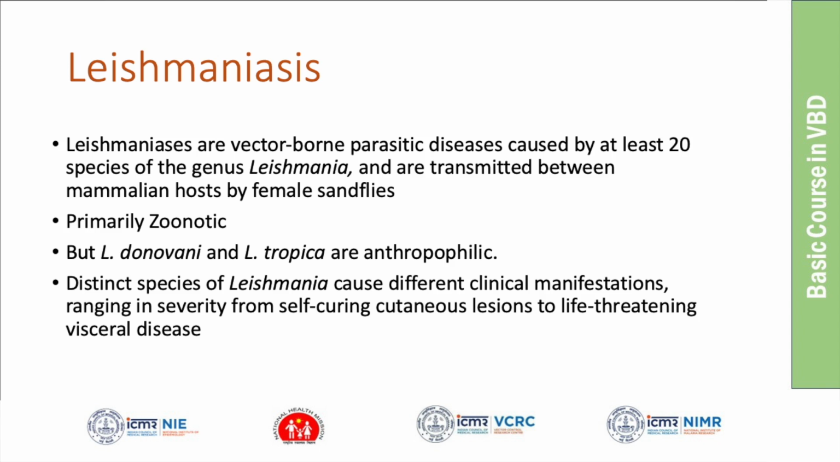Distinct species of Leishmania cause different clinical manifestations. The manifestations range from very severe, life-threatening visceral disease to self-curing cutaneous lesions. So sometimes the parasite may cause a very mild disease, mild self-curing cutaneous lesions, which will disappear without any treatment. But sometimes it may lead to life-threatening visceral disease.